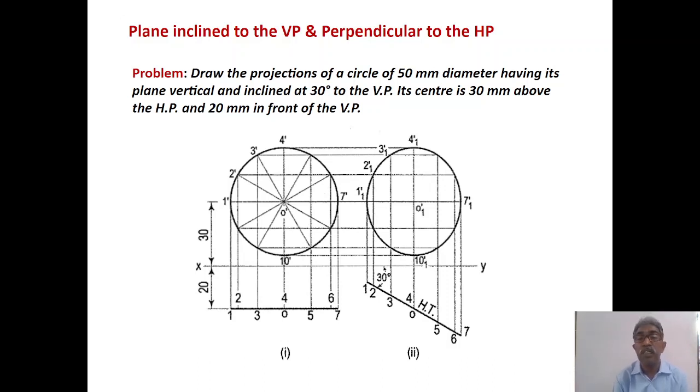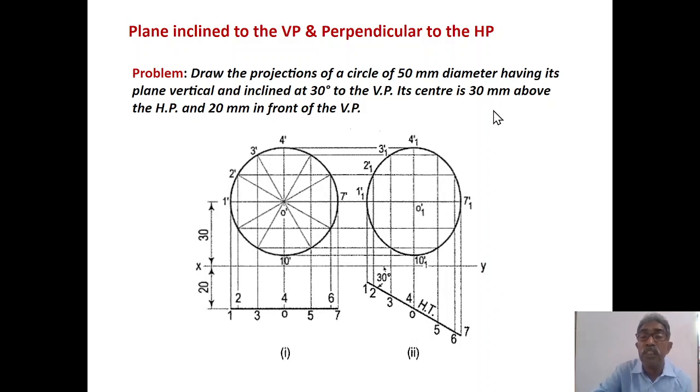The center of the circle is a point. Already you have studied the projections of a point. So with the help of the projections of a point, you can draw the projections of the center of the plane, which is 30 mm above the horizontal plane and 20 mm in front of the vertical plane.